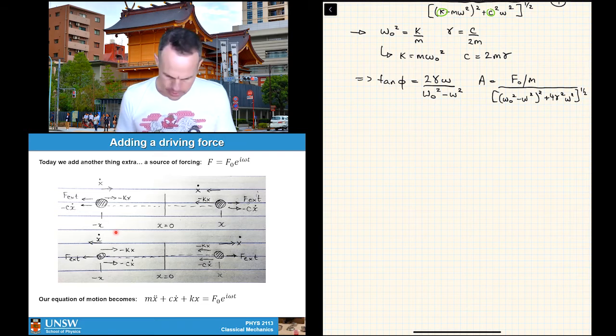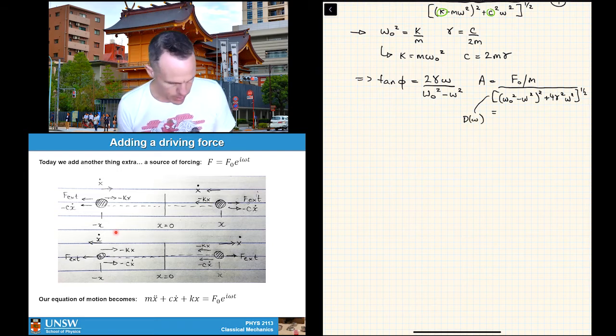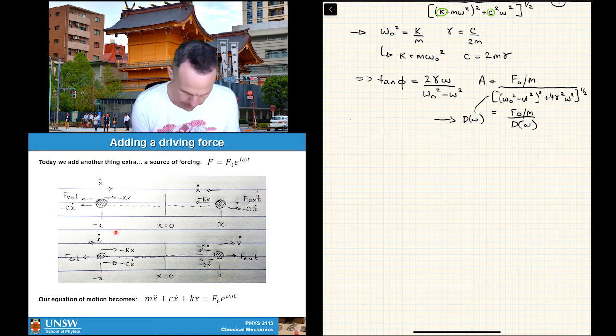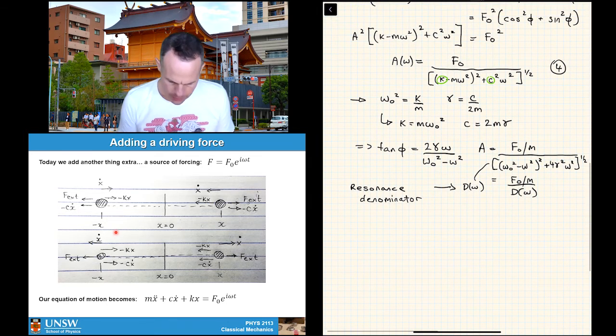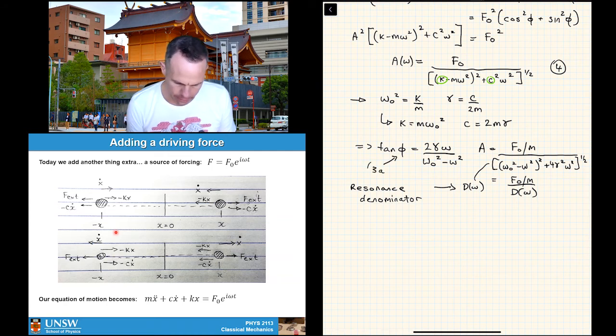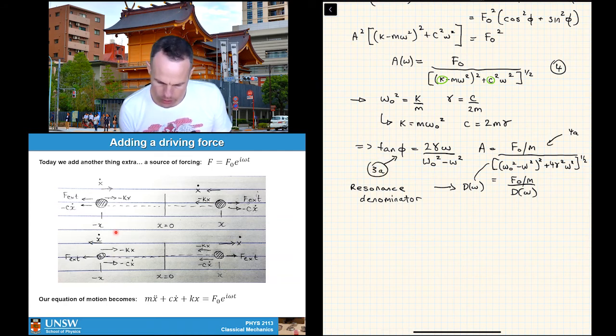Okay, and this thing here is something that we often call the resonance denominator. It's often given the term D of omega. And so we would write this thing rather simply as f naught on m divided by D of omega. Okay, an interesting question at this point, and we can call this thing 3a, and we can call this thing 4a if we want, right?